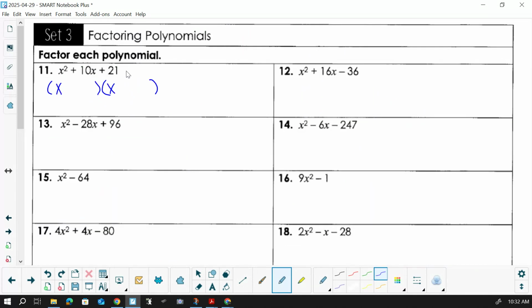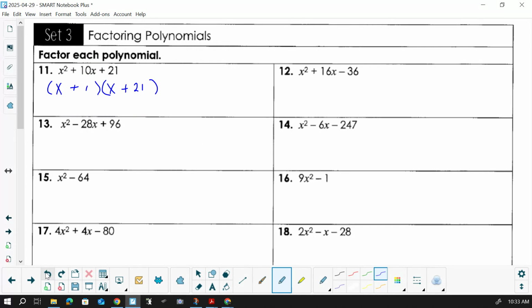So here I can go, well, gosh, I could go 1 and a 21. 1 times 21 is 21. And I could go positive times a positive. And you might think, well, there we go, we got it. But you should always, in fact, with these, always test it. Okay? x times x is x squared, x times 21, 21x, 1 times x, 1x, 1 times 21, plus 21. 21 plus 1, that's 22. Is that what the middle number is? Is it a 22? No, it is not. So does this work? No, it does not.